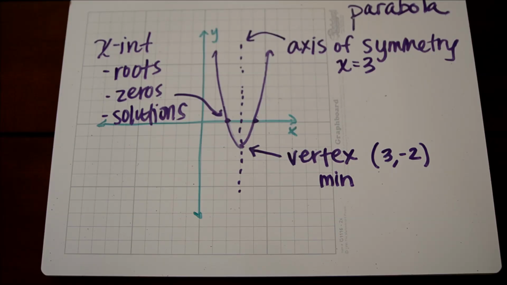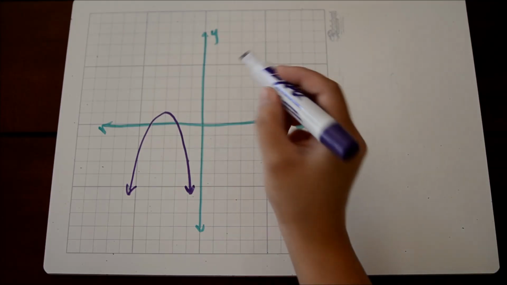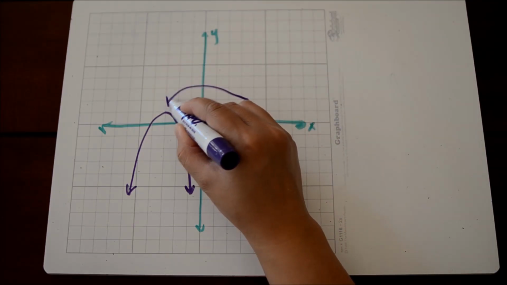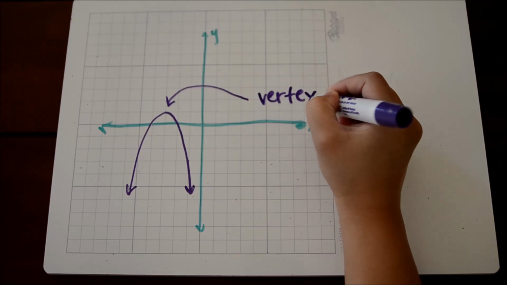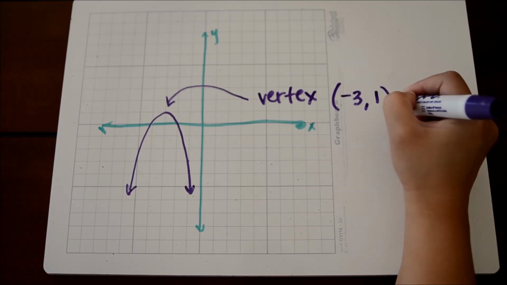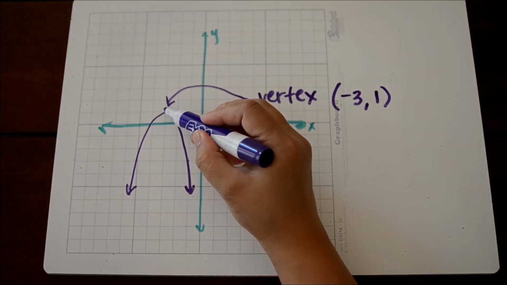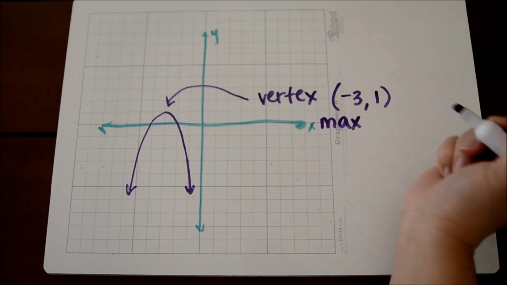Let's take a look at another example. So looking at this parabola, let's first identify our vertex, which is the highest point on this graph. And this vertex happens to be at the point (-3, 1). Since it is a high point on our graph, we would call this a maximum, or we could call it a max for short.